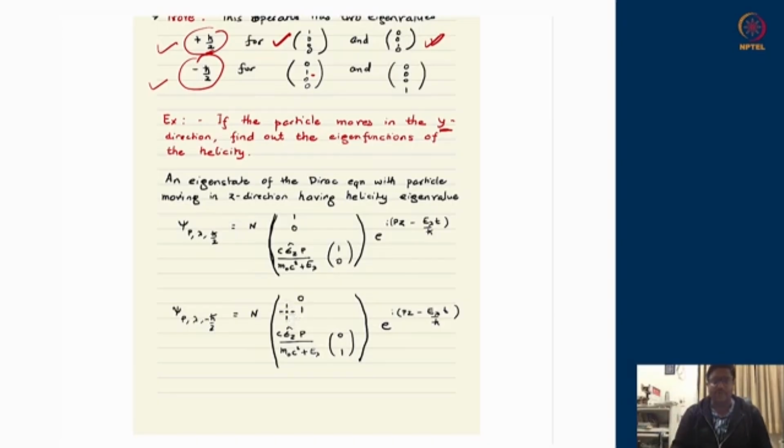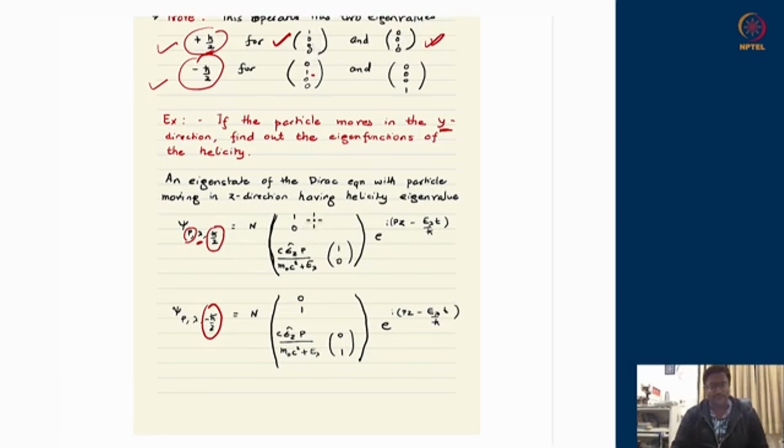So therefore, the full eigen solution of the Dirac equation has a structure. It is identified by the 3 momentum numbers p, the signature of the energy lambda, and helicity, either plus h bar by 2 or minus h bar by 2. And the full wave function will be, for example, for plus h bar by 2, 1, 0, 0, 0 can be a case, or 0, 0, 1, 0 can be a case, and their superposition is also an eigenstate with the same eigenvalue.